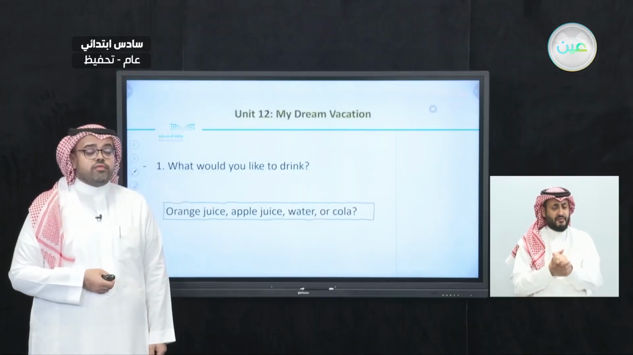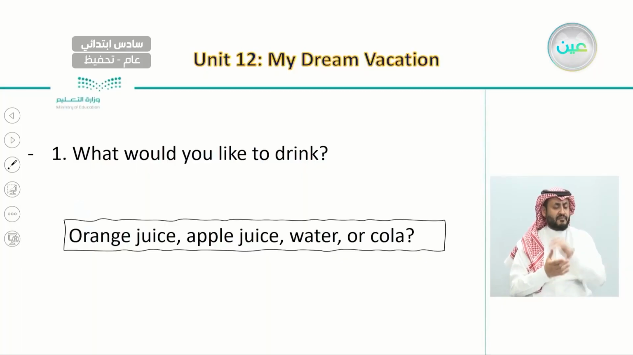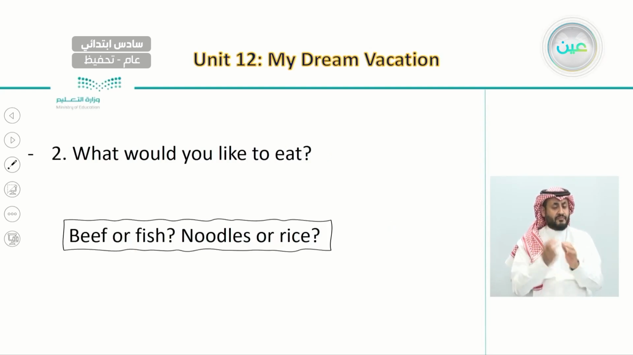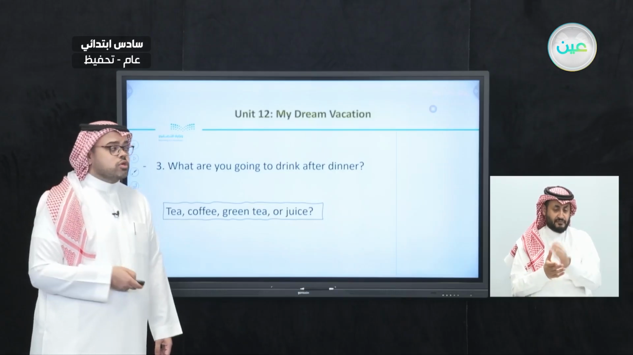So after this, we said that you can also use these questions to help you if you are playing the role of flight attendant. These questions are, what would you like to drink? Orange juice, apple juice, water, or cola? The second question you can use is, what would you like to eat? Beef or fish, noodles or rice? Also, you can ask the passenger, what are you going to drink after dinner? Would you like tea, coffee, green tea, or juice? So here you need to use one of these questions when you are playing with your partner as a flight attendant, and you can even switch roles.